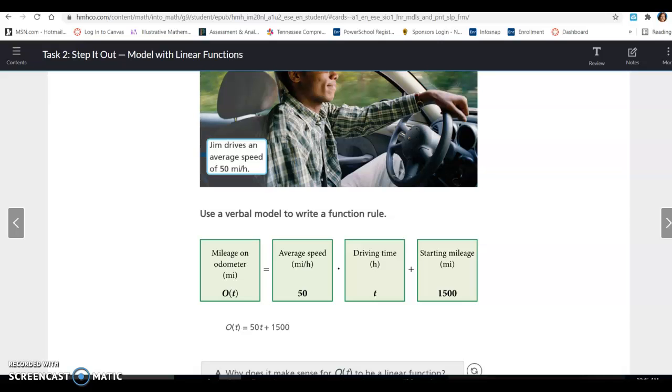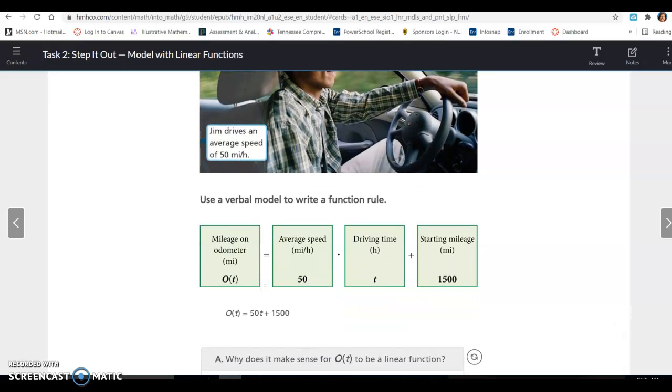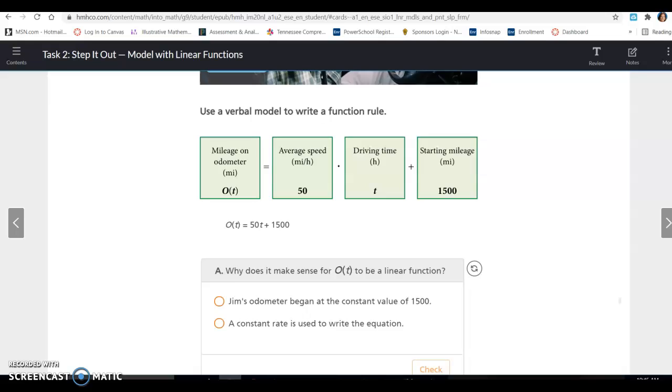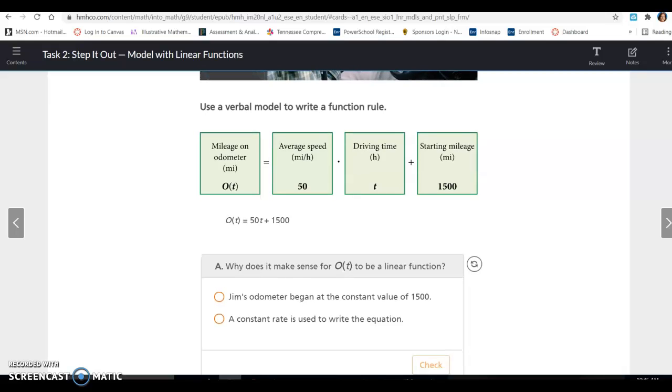All right, it says Jim drives an average speed of 50 miles per hour. Use a verbal model to write a function rule. All right, so we're going to say the mileage on your odometer. So odometer, or O of t, is going to be the name of our function. Average speed, 50 miles per hour. Driving time in hours is going to be t for time. And then plus your starting mileage.